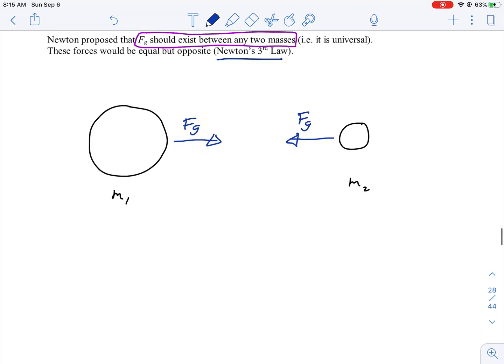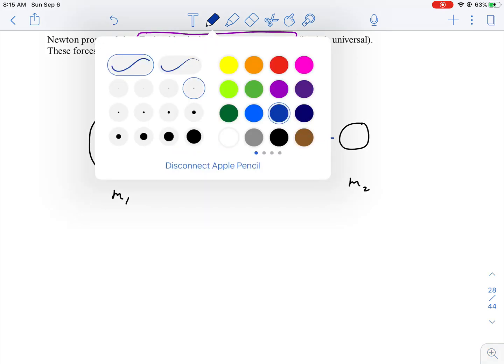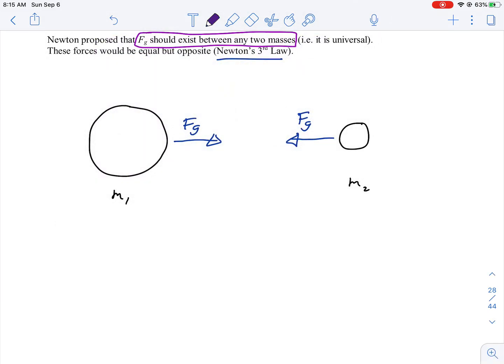And he came up with an equation for this one that was actually kind of logical. I'll build it with you here. So it starts out with this quantity Fg equal to. Now on the top part of this equation, it made sense to him that the bigger the masses, the bigger the force. So therefore it will have a direct relationship with both masses, M1 and M2.